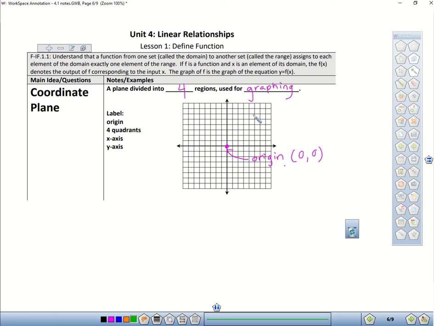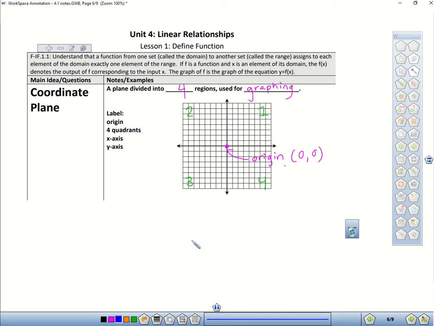Now the quadrants go in an order that you probably wouldn't expect. This is your first quadrant. This is your second quadrant. This is your third quadrant, and this is your fourth quadrant. So those are the 4 quadrants of your graph.